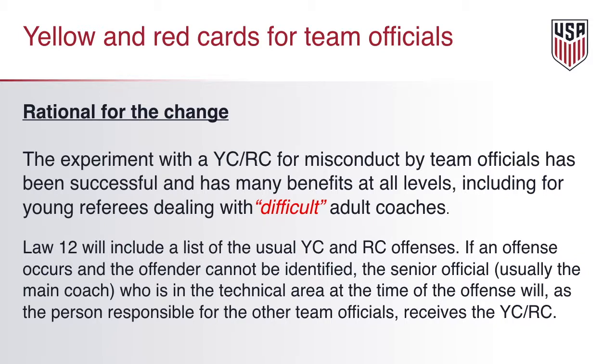Law 12 will include a list of the usual yellow card and red card offenses. If an offense occurs and the offender cannot be identified, the senior official, usually the main coach, who is in the technical area at the time of the offense will, as the person responsible for the other team officials, receive the yellow card, red card.